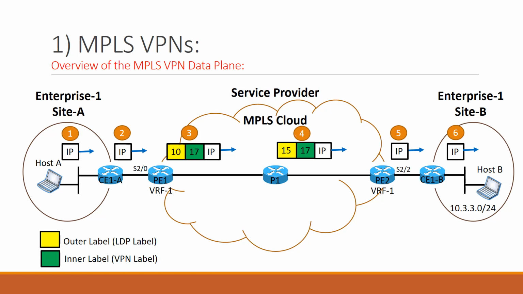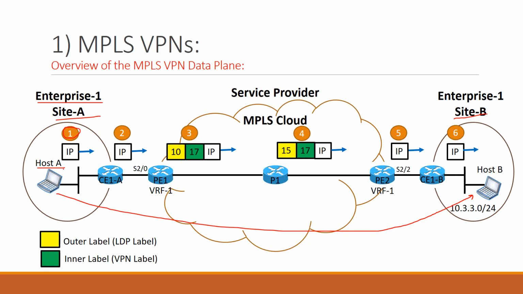So, an overview of the MPLS VPN data plane. We will consider that we have two sites belonging to enterprise 1, site A and site B, and host A inside site A needs to communicate with host B inside site B. The circles represent the steps that we are going to discuss.